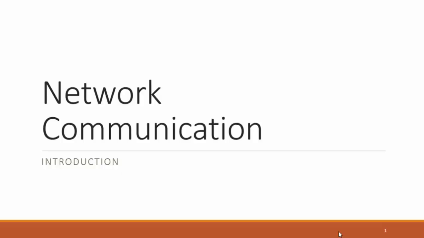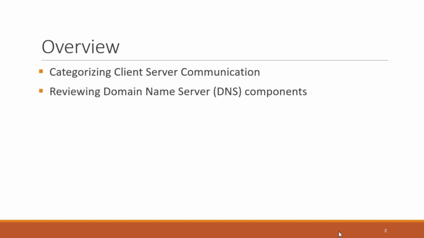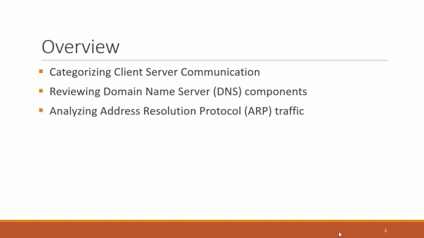Network communication. In this module, we will introduce the initial components of network communication. We review what takes place when you communicate within a network. What we're going to cover in this section is how we categorize the client-to-server communication. That is, how do clients and servers communicate at the network level? Once we've done this, we're going to look at the domain name server, which takes the human readable form and prepares it for the machine. Then we're going to look at the Address Resolution Protocol. This is how we take our information and apply it within the network.